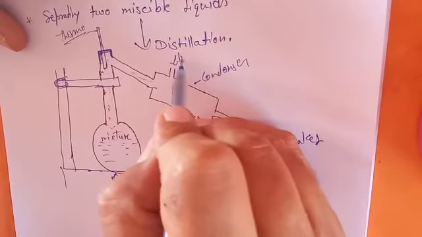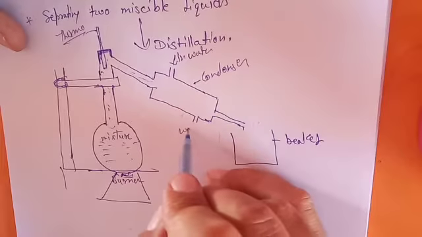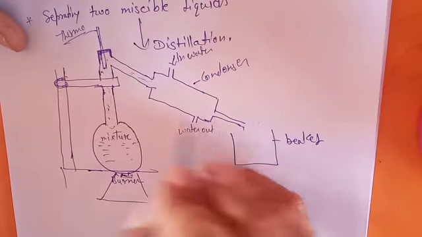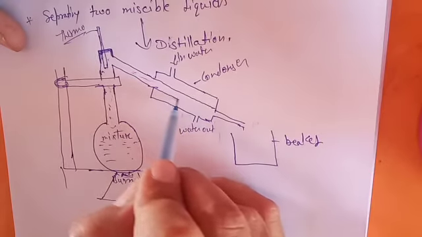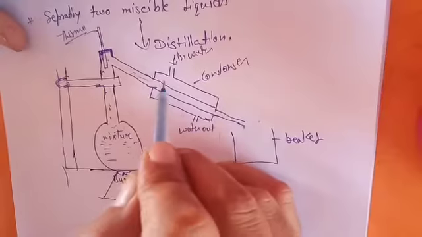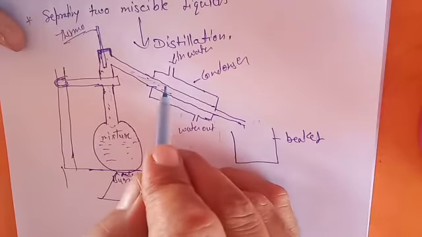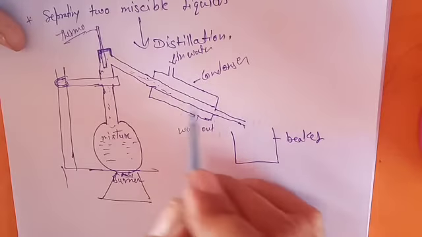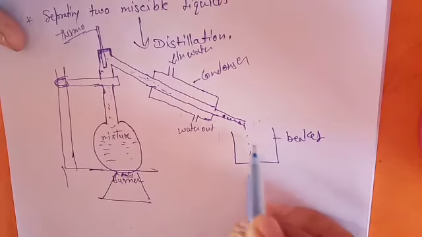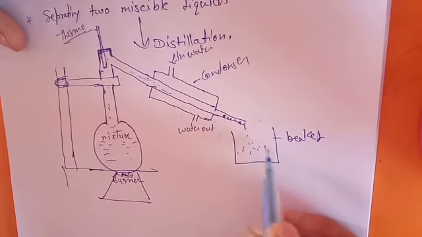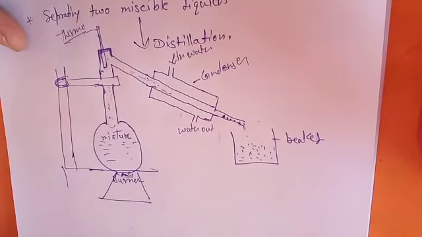What is a condenser actually? From here water comes in, or here water goes out. But the vapor should not mix with the water. The water is just surrounding the tube of vapors. So when vapors come, the water takes away the heat, and the vapor condenses into liquid. This separated liquid starts collecting over here.